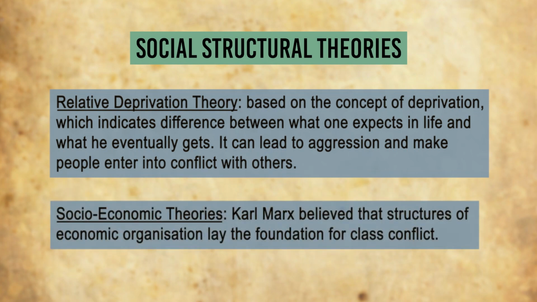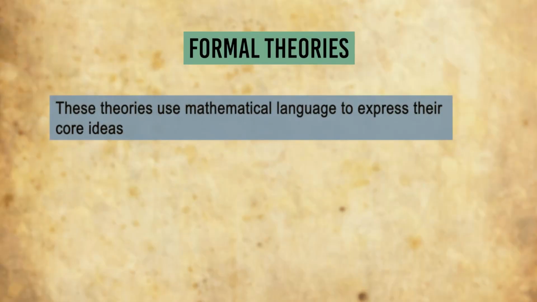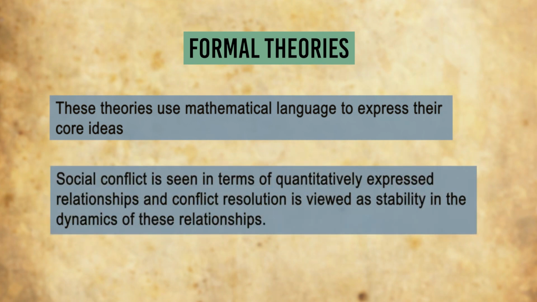Socioeconomic theories: Karl Marx believed that structures of economic organization lay the foundation for class conflict. We will come to this in detail when we talk about the Marxist theories. Finally, the formal theories, which use mathematical language to express their core ideas. Here, social conflict is seen in terms of quantitatively expressed relationships, and conflict resolution is viewed as stability in the dynamics of these relationships.